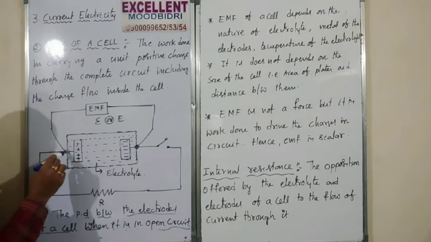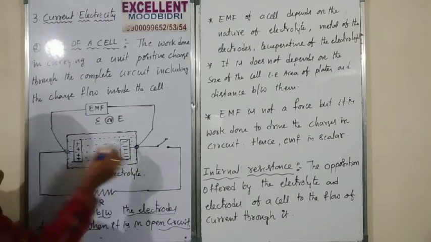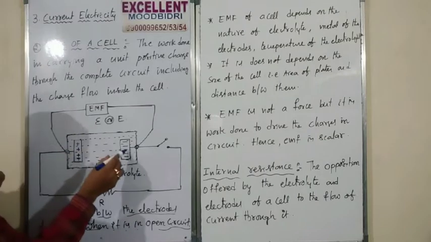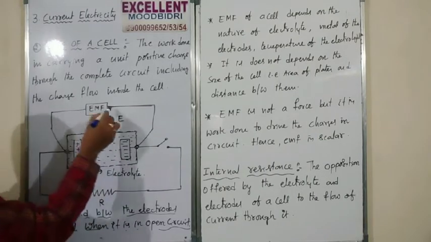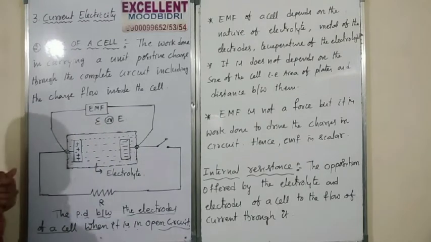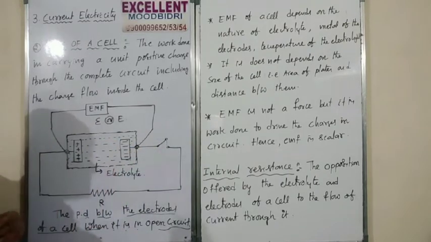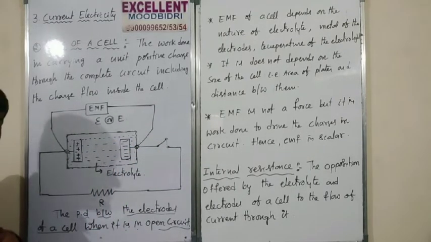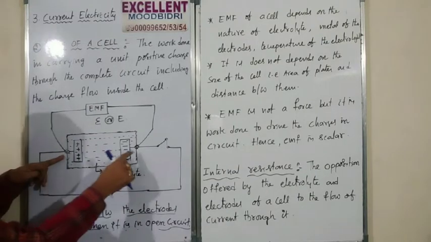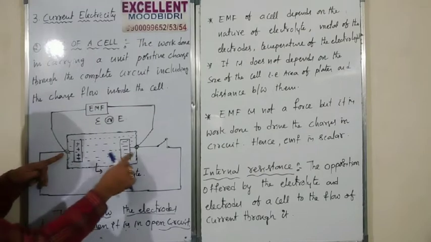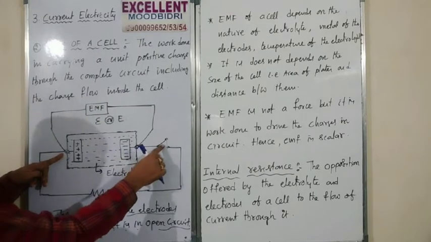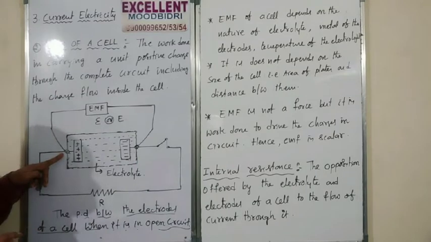So the potential difference between this terminal and this terminal, positive electrode and negative electrode, is known as EMF. If I close this one, that is not EMF. That is called terminal potential difference. The potential difference between two terminals when the circuit is closed is nothing but terminal potential difference.